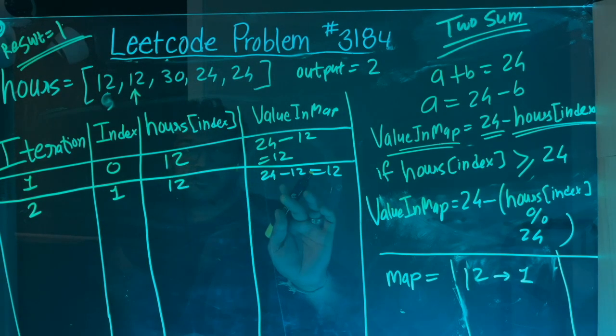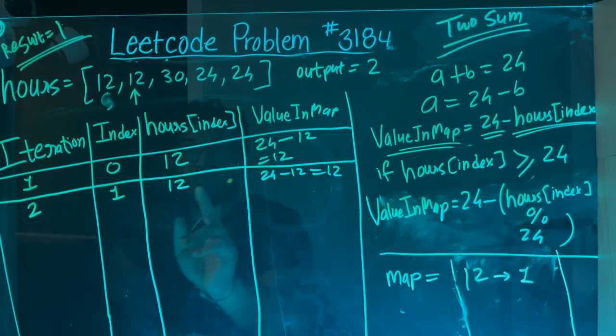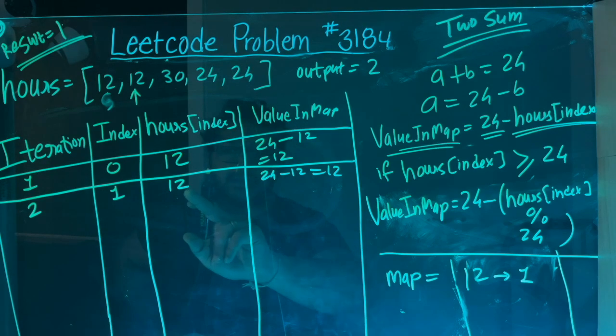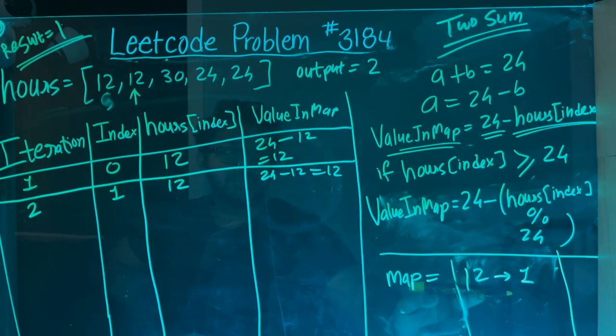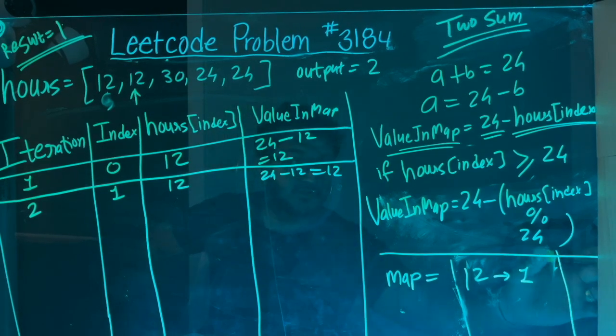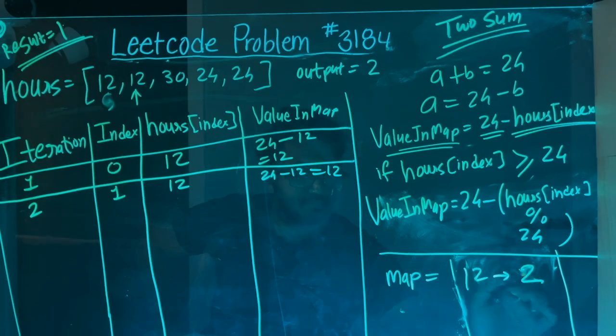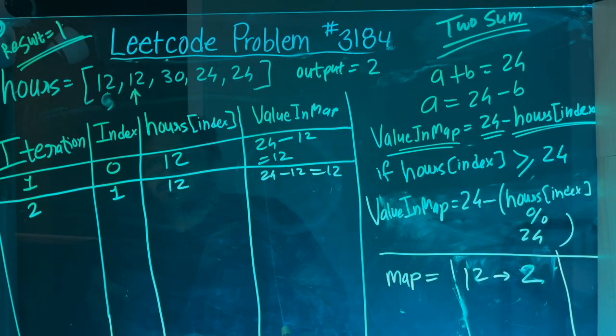At the end of the iteration, we need to put our hours of index back into the map. Now in the map, the key 12 already existed. We need to update the value, so now the value is going to become 2.